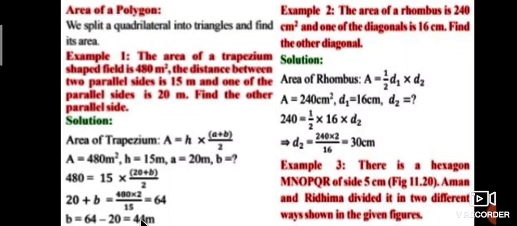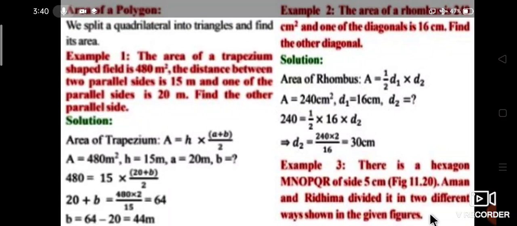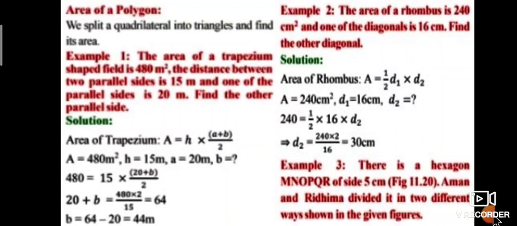Therefore, b is equal to the other parallel side, b is equal to 44 meter. Okay, next we are discussing another important question. Example 2. Write down example 2.